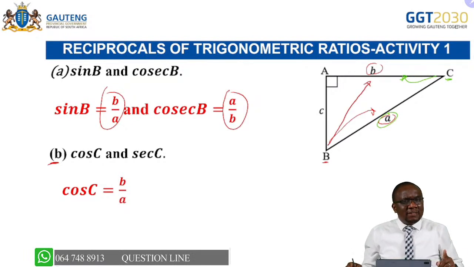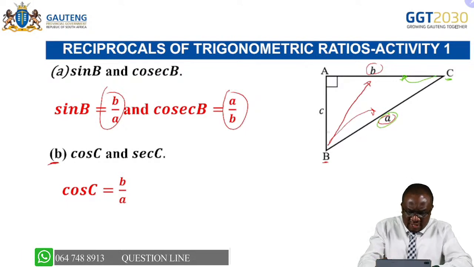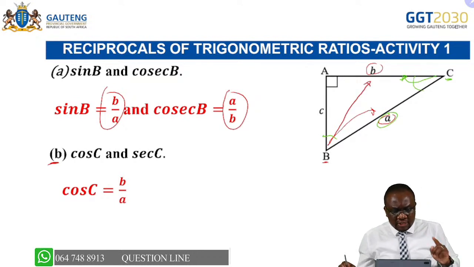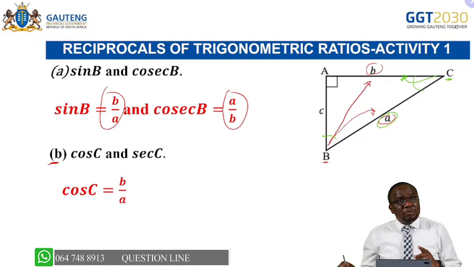It's fine. There's nothing wrong with that. Okay? This angle and this angle, they are complementary angles, but let's not concentrate on that. Right? So cos C is B over A.